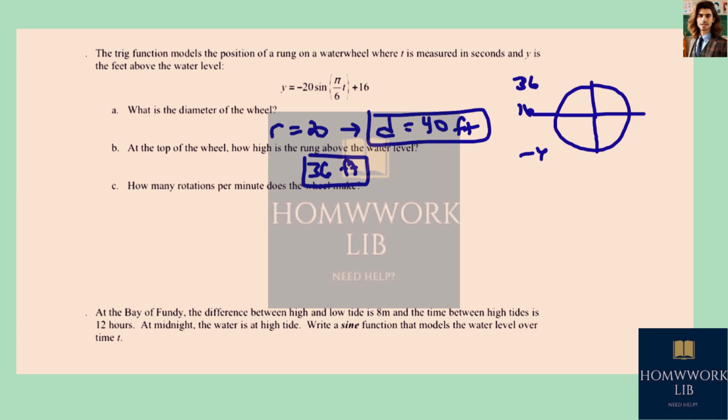How many rotations per minute does the wheel make? Well, if t is in seconds, then normally the period of sine is 2 pi, but notice we're multiplying by pi over 6. So we have to divide that out. And dividing by pi over 6 is the same thing as multiplying by the reciprocal, 6 over pi. The pi's would then cancel, and we get 12 seconds for the period. So that's one rotation.